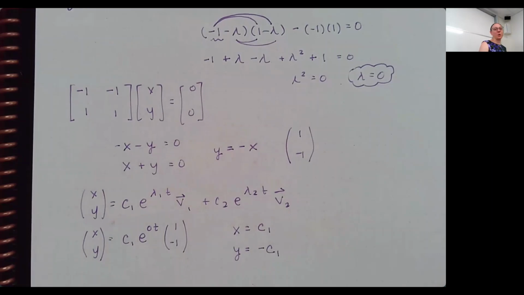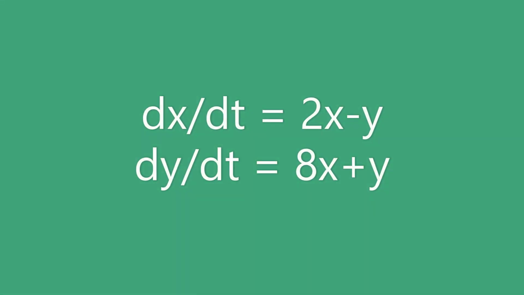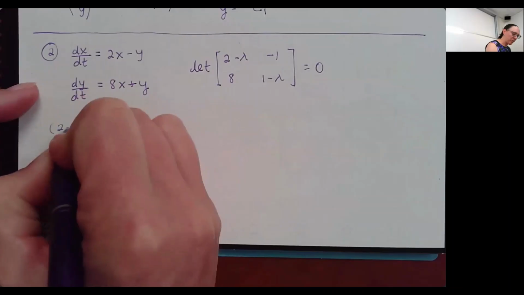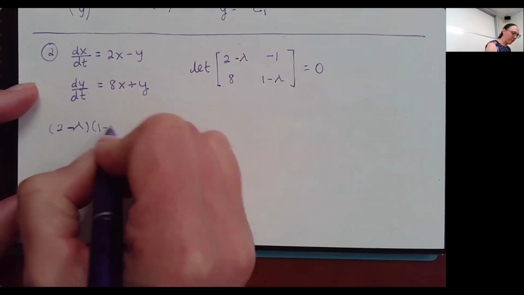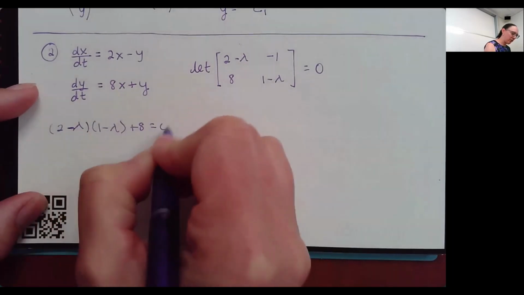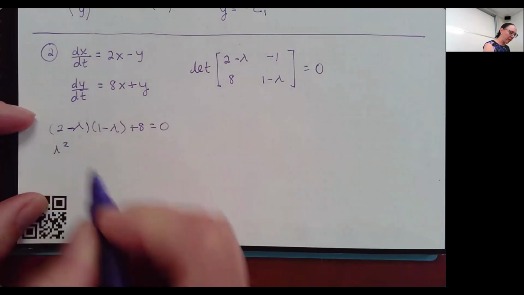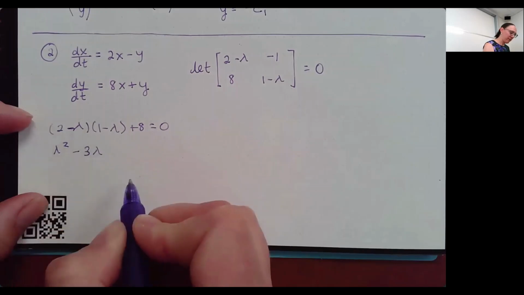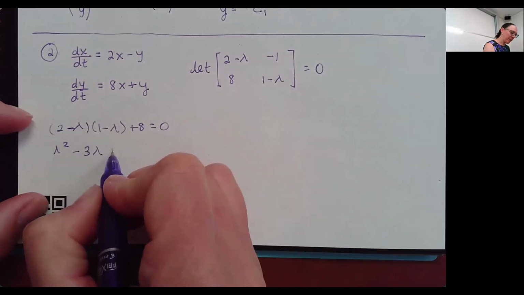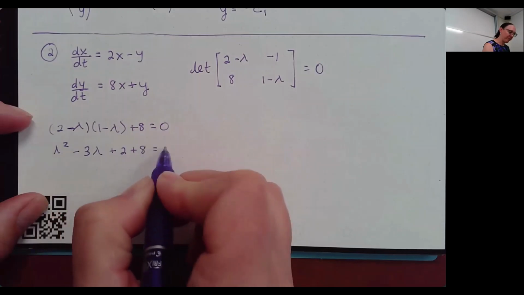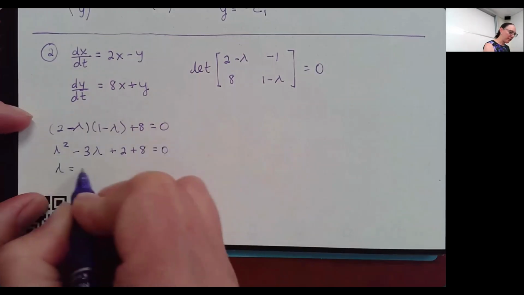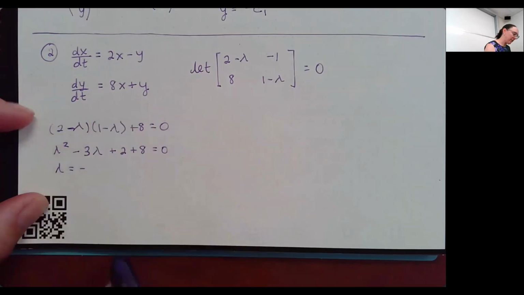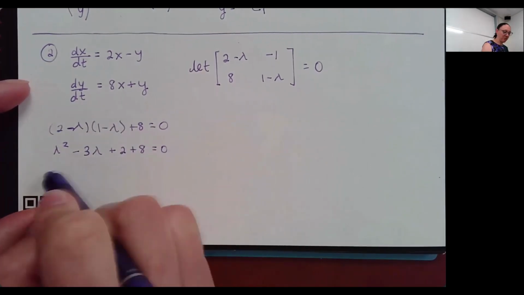Didn't mean to give us quite such a boring starting one. So should we look at the second one instead? 2 minus lambda times 1 minus lambda plus 8. So I am looking at lambda squared minus 3 lambda plus 2 plus 8.